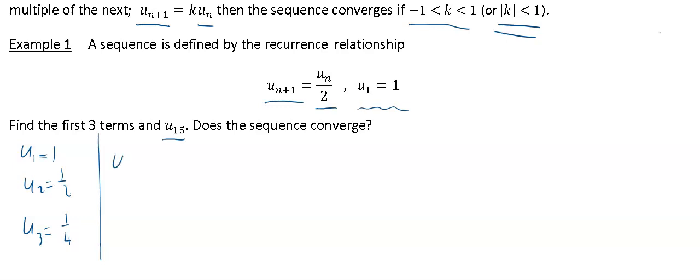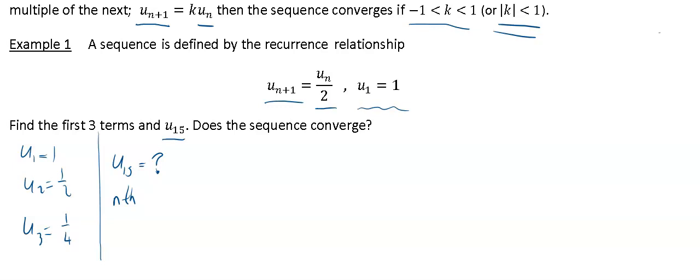So we're looking for u15, which I'll say is equal to a question mark. That's what we're trying to find. A wee bit tricky to do this. We're going to find the nth term of this sequence. If you want to do it by recurrence relation, you could, but that would mean you'd have to divide your quarter by 2, your eighth by 2, your 16th by 2, and so on, until you get to the 15th term. So it's not a very efficient way of doing it.